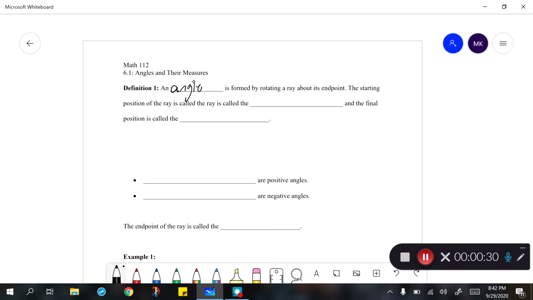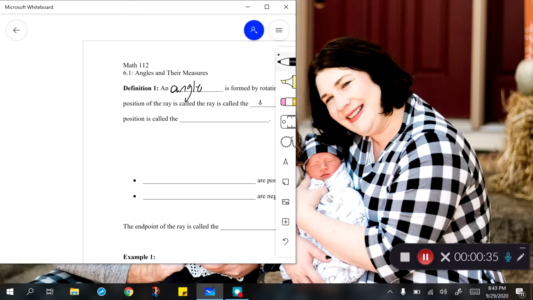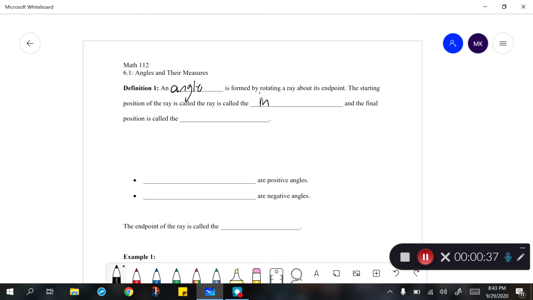So very simply put, an angle is formed by rotating a ray about its endpoint. The starting position of the ray is called the initial side, and the final position is called the terminal side. Okay, so we have our rays. That's how we denote that it's an angle. And so this right here would be our initial side, and this would be our terminal side.